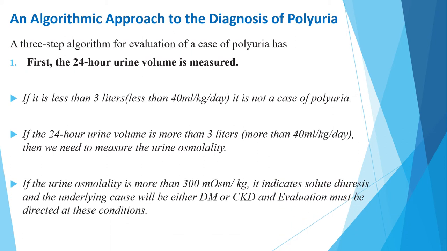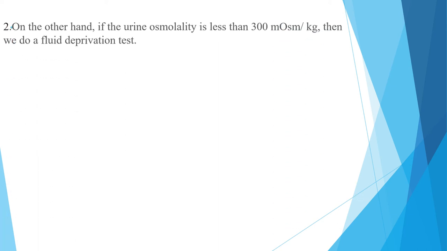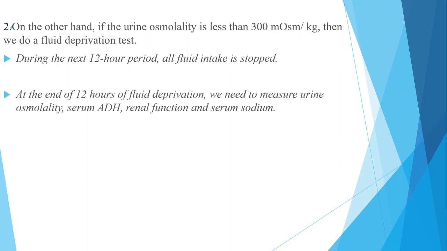If the urine osmolarity is more than 300 millimoles per kg, it indicates solute diuresis, and the underlying cause will be either diabetes mellitus or CKD. And evaluation must be directed to those things. On the other hand, if the urine osmolarity is less than 300 millimoles per kg, then we do a fluid deprivation test. During the next 12-hour period, all fluid intake is stopped, and at the end of 12 hours of fluid deprivation, we need to measure urine osmolarity, serum ADH, renal function, and the serum sodium.